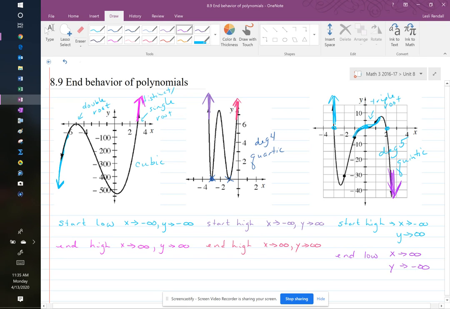So there you have it, our look at end behaviors of polynomials in mathematical terms and not just in English.